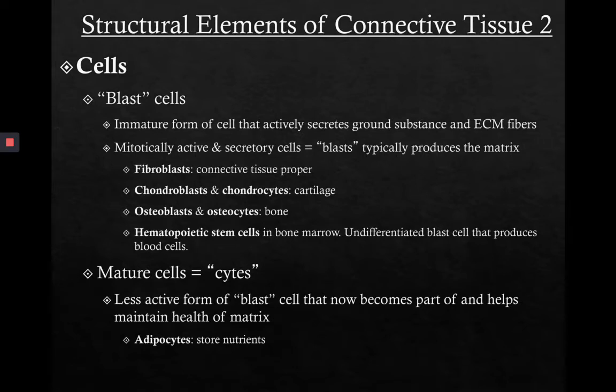Mature cells are called cytes. So we would change fibroblast to fibrocyte, or chondroblast to chondrocyte, osteoblast to osteocyte. And then an adipocyte is another example of a mature cell. These are not cells that are mitotically active. They are not producing the matrix. Instead, they're either storing nutrients or trying to maintain the matrix and make sure the health is kept up.